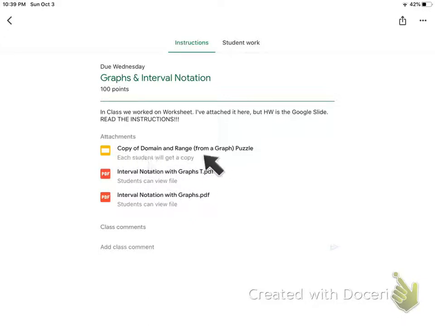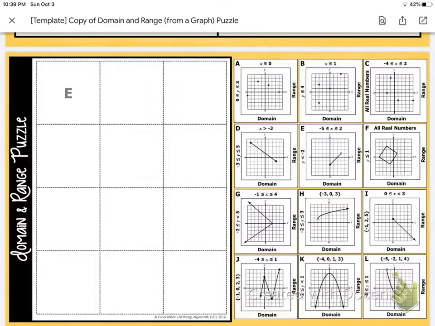It's a domain and range from a graph puzzle. So I'm just going to show you what that looks like, since you might have questions. But this is what it looks like, and it tells you pretty much what you need to do. They say that the first one you should start off with is E, right? And so let's just put it right here. So this particular tile, you're going to click and drag right into this position. And along the side, you can sort of see your range and your domain.